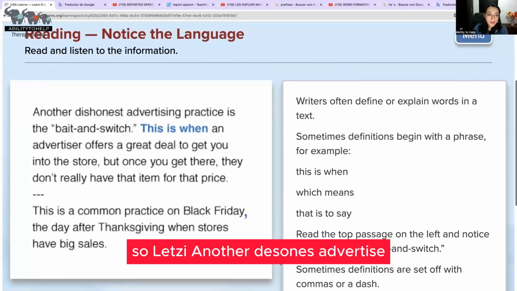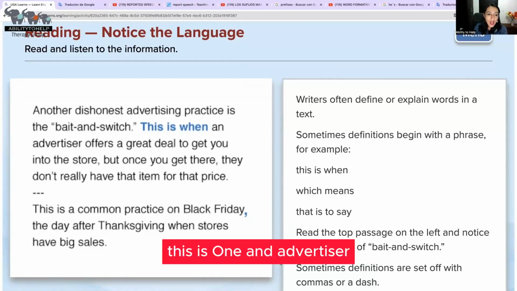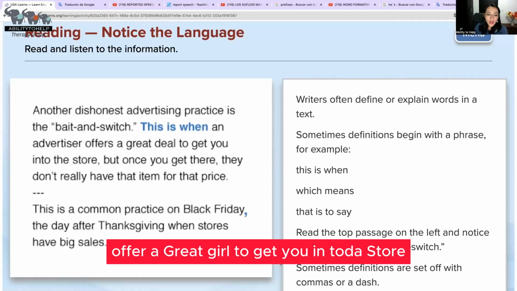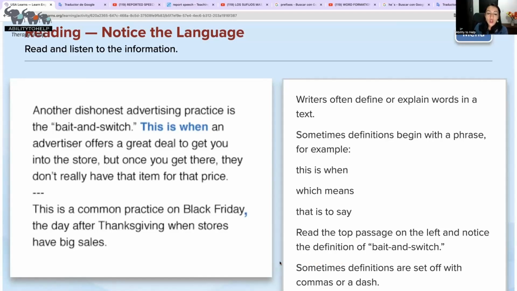So let's see. Another dishonest advertising practice is the bait and switch. This is when an advertiser offers a great deal to get you into the store, but once you get there, they don't really have that item for that price. This is a common practice on Black Friday, the day after Thanksgiving, when stores have big sales.